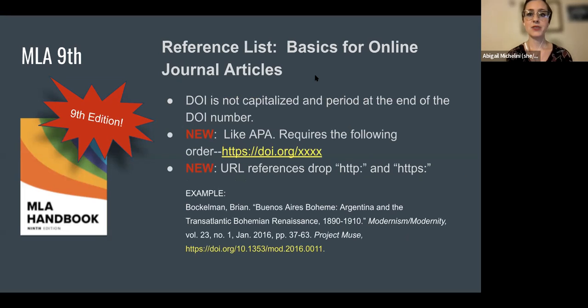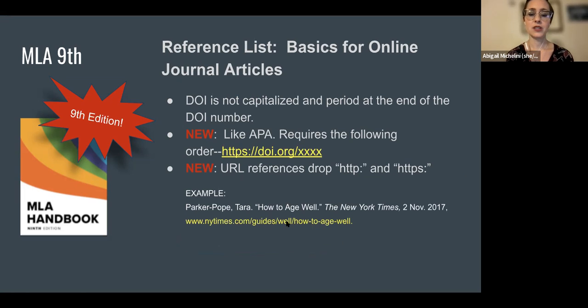Okay, basics for online journal articles. Here's our example down here. Like APA, you're going to include that link, the DOI link with the HTTP, okay? The DOI is not capitalized, but you are going to put a period at the end. All right. Okay, and here's another example, but with a stable URL, if it doesn't have a DOI, because it's not a journal article, right?